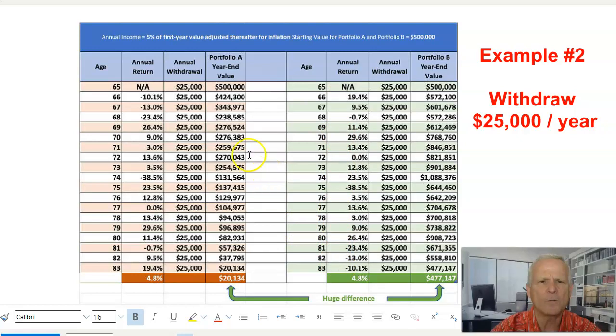We can see here if we start with the negative returns in the first few years of either saving for retirement or in retirement, if we look at our balance here down at the bottom, it has some detrimental effects here.